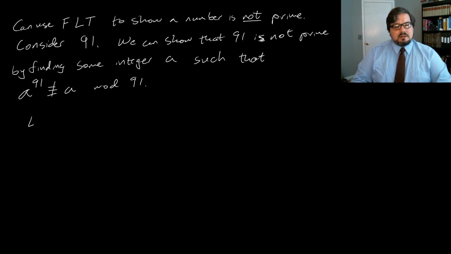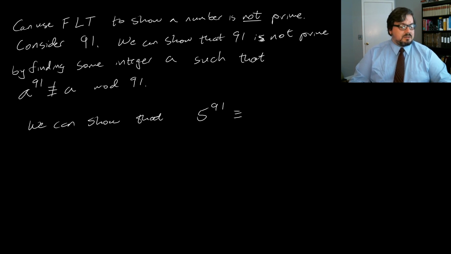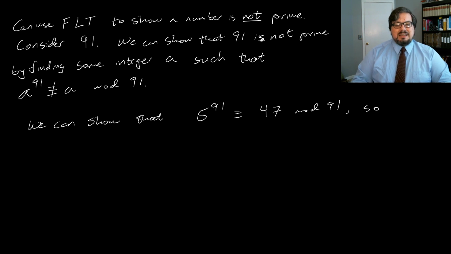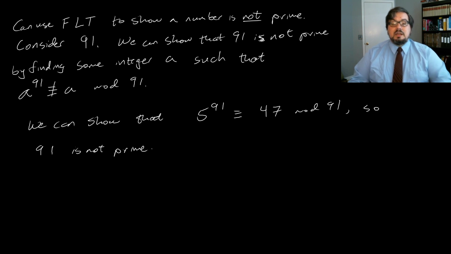So, we can show that 5 to the 91st is congruent to 47 mod 91. In particular, 5 to the 91st is not congruent to 5 mod 91, which means that 91 is not prime. If 91 were prime, then 5 to the 91st would have to be equal to 5, as well as everything else. Anything to the 91st would have to be congruent to itself, mod 91. But it's not. And so we can use this to show that 91 is not prime.